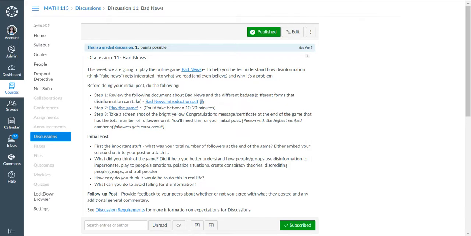So for the initial post, first the important stuff: what was the total number of followers at the end of the game? Either embed your screenshot into your post or attach it. What did you think of the game? Did it help you better understand how groups use disinformation to impersonate and play to people's emotions? That's all the badge type things. And how easy do you think it would be to do this in real life, to propagate and send out misinformation and get people believing it? I'll clarify that one as well. And what do you think you can do to avoid falling for disinformation?